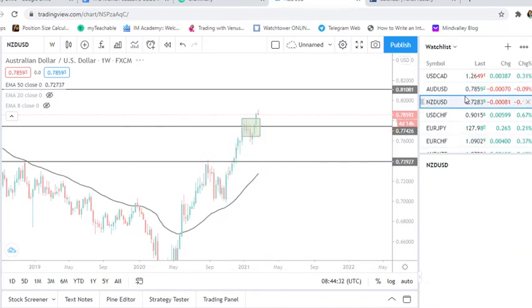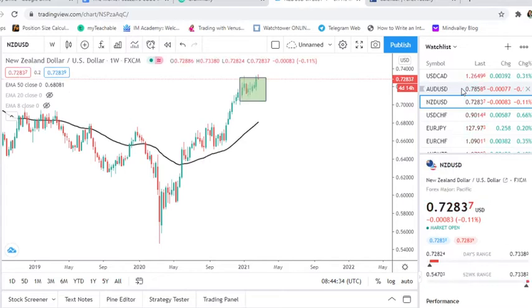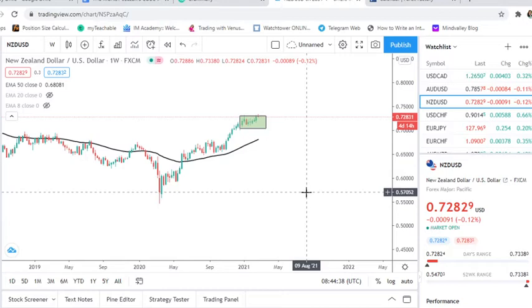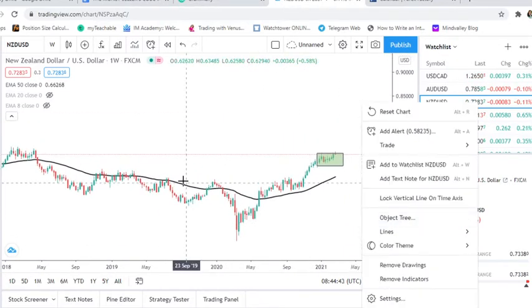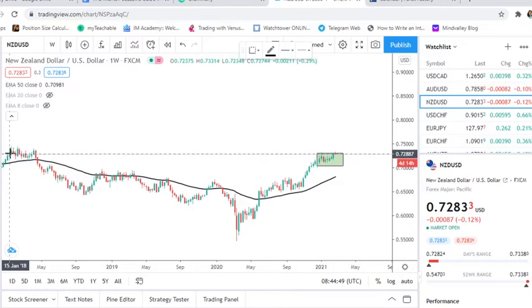So you want to be careful and follow a proper entry rule. Use a very good entry rule. Okay, so this one too is around the resistance area, a strong resistance area.